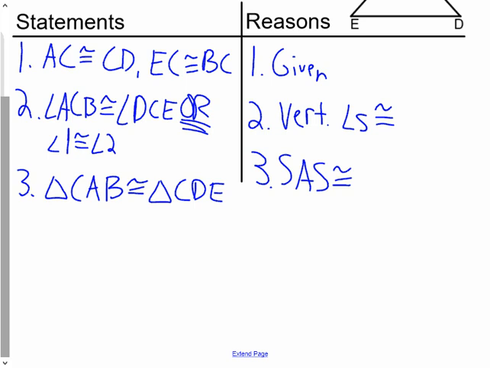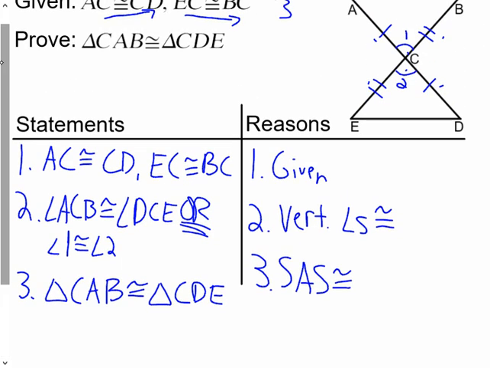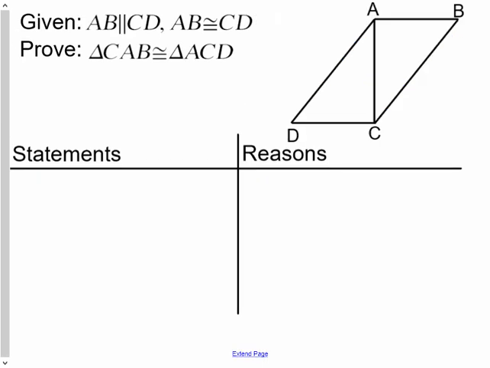And there's that, just a 3-step proof. If you need more time to write these, you can always pause the video. Next, we've got AB parallel to CD. So again, labeling, where are my parallel lines?